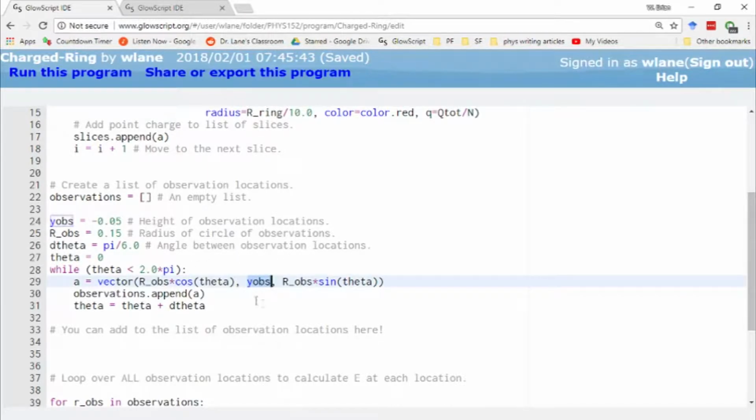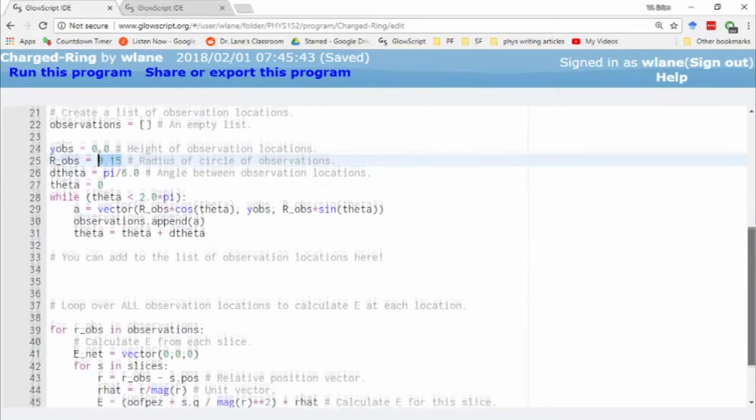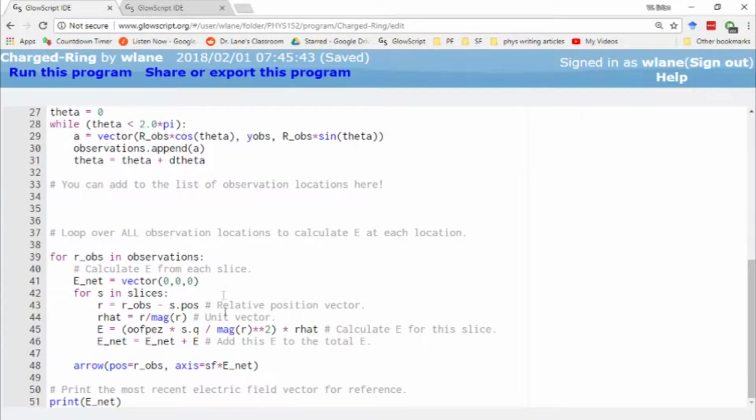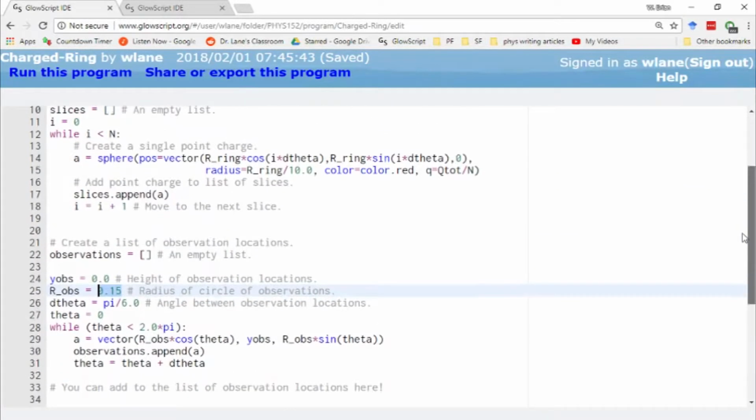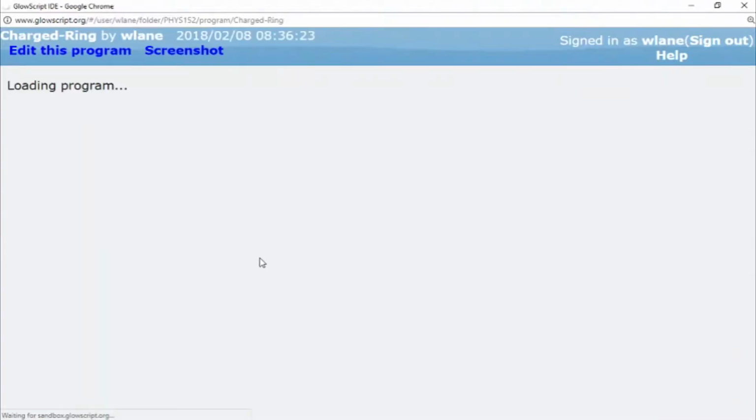so we're going to leave Y fixed. Y initially, let's start it out at 0, so we're nice and centered along the ring. And we're going to make the radius of observations, so the distance of the observations from the center of the ring, to be about half as much again of the radius, so 50% more than the radius of the ring. And then our electric field calculation goes the same way. We just go over the list of slices and add up the electric field, and then create the arrow for each of them. So we'll run this with Control 2.